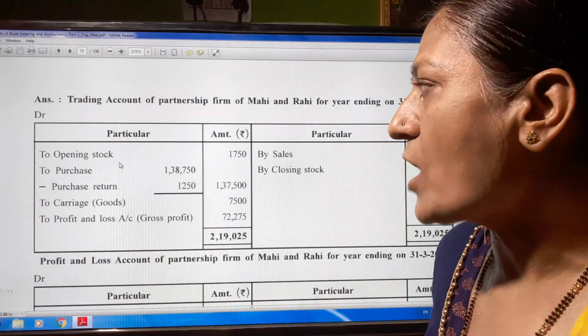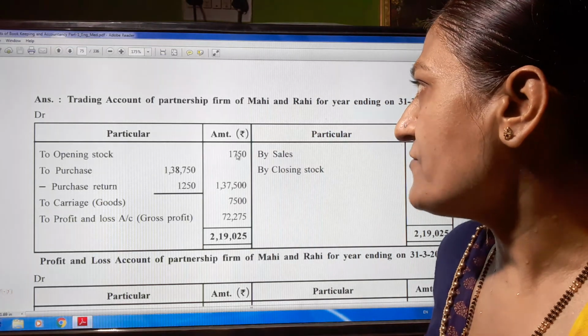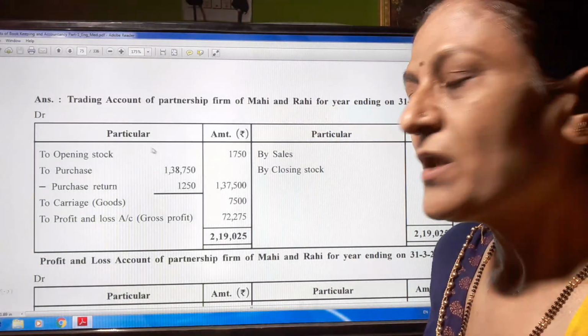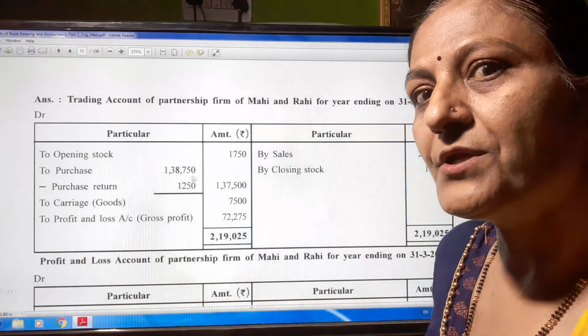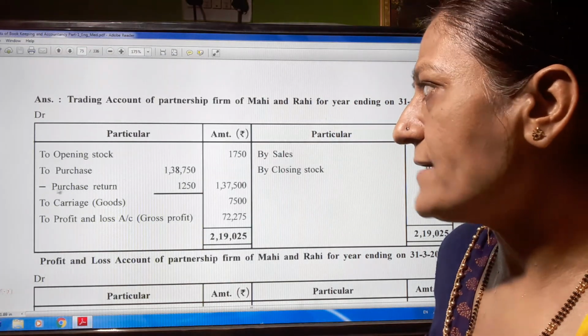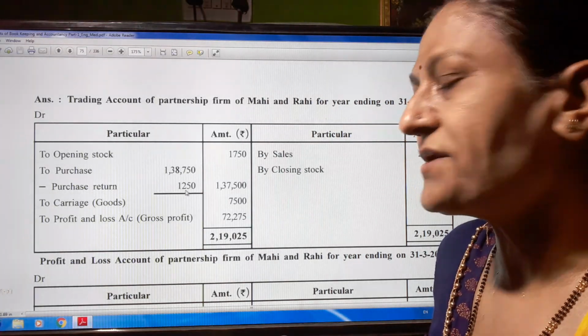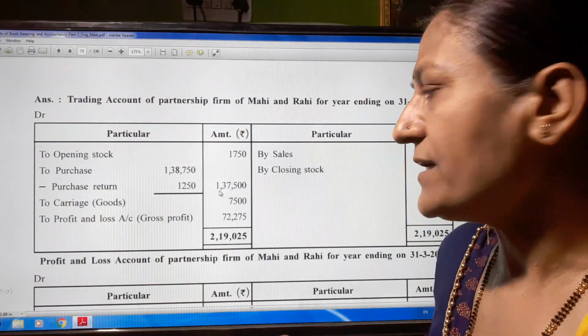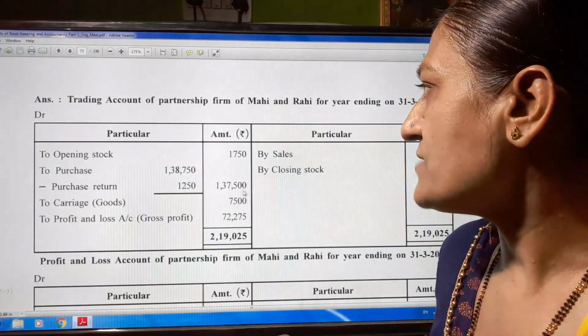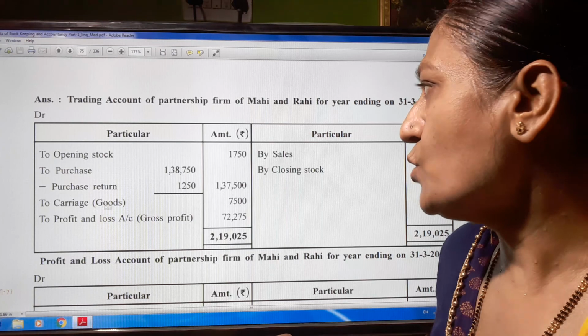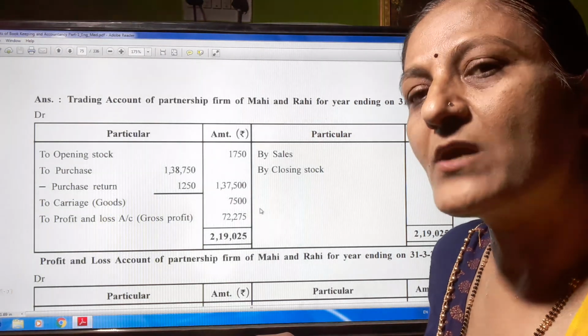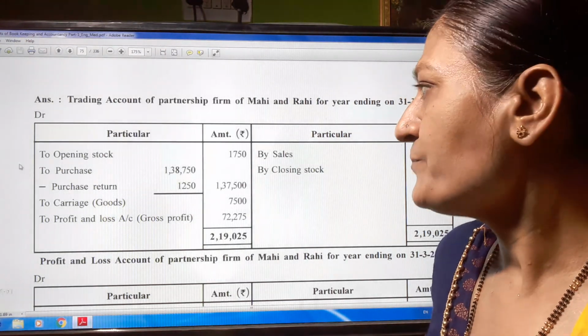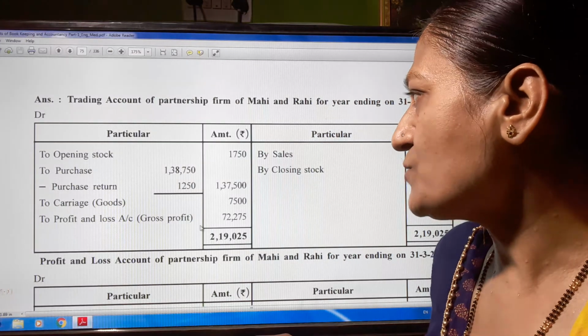To opening stock is given 1750. To purchase 1,38,750 minus purchase return 1,250. When we minus this amount, we get 1,37,500. To carriage on goods 7,500, because it is carriage inward. To profit and loss account, gross profit.